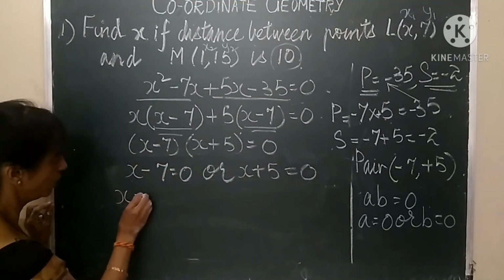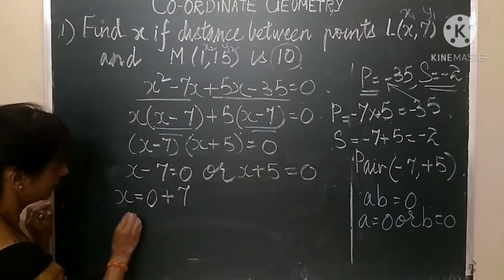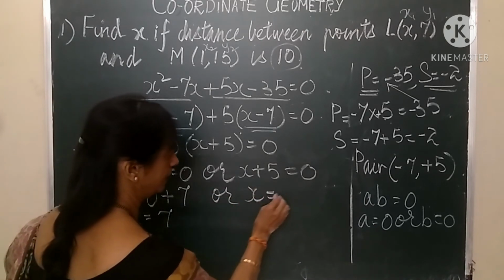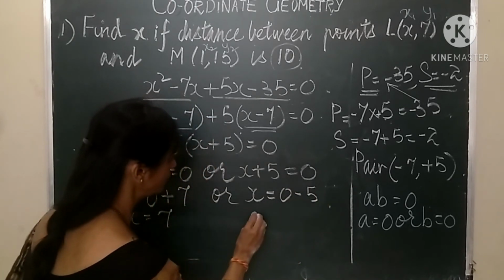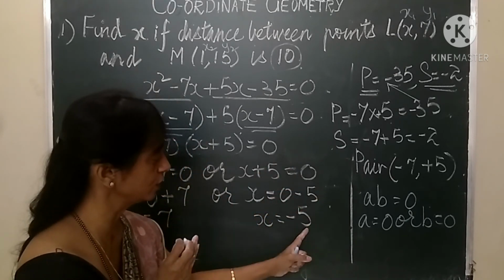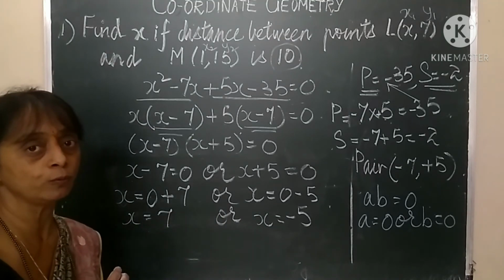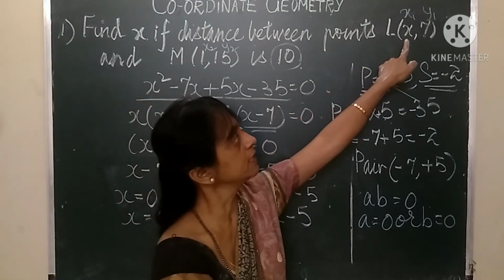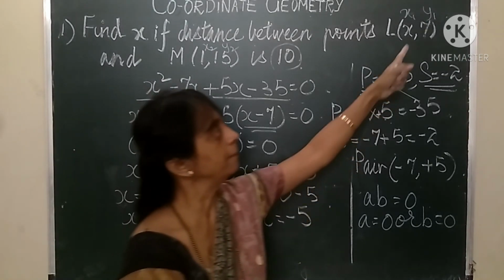In this case, what answer do we get? So x will be equal to 0 plus 7. Therefore, x is equal to 7. In this case, x will be equal to 0 minus 5, which gets a negative value. So what are the two values of the unknown variable, the x coordinate? That is either 7 or minus 5. So the answer for the x coordinate for point L is either 7 or minus 5.